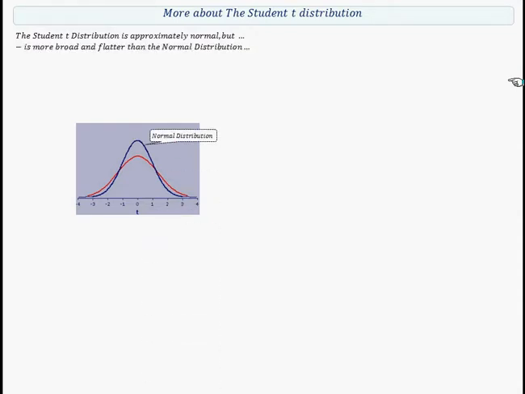As you can see here, the blue curve is a normal, and the red curve is a student t, and the red curve is more broad and flatter than the blue or normal curve. Now back to the normal curve.